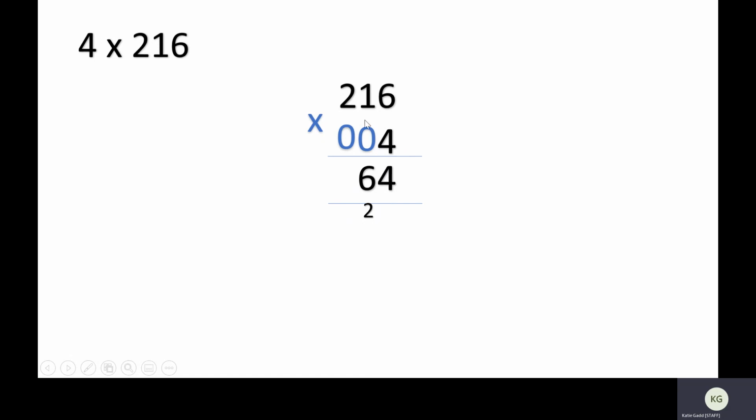Next, we need to do 4 times 2. So 4 times 2 is 8. Just like before, we're actually doing 4 times 200, which is 800. But to make it easier, we do 4 times 2, and then it goes directly underneath in this column, 8. So our answer is 864.